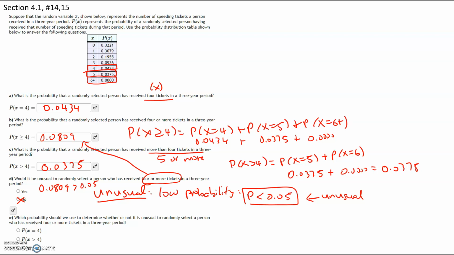And then part E says, which probability should be used to determine whether or not it's unusual to randomly select a person who has received 4 or more tickets? So 4 or more refers to the probability that X is greater than or equal to 4. 4 or more means 4 is included, so it's going to be that greater than or equal to inequality. So it's going to be that last selection right there.